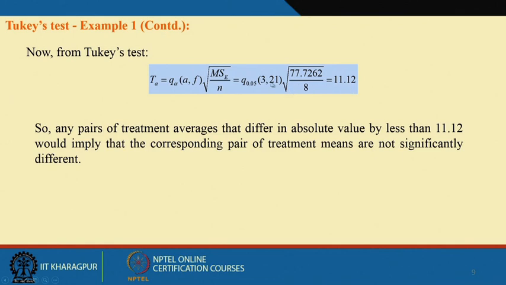Now you may be interested to know how you are getting this q 0.05, 3, 21 value. This value is available from the chart developed for this Tukey test. There will be a table or chart available to you, and if you follow Montgomery, in the appendices the Tukey's test values are given. So what we have done is take q 0.05, 3, 21 from that appendix, multiply, and finally you get 11.12. Now this is the threshold value.